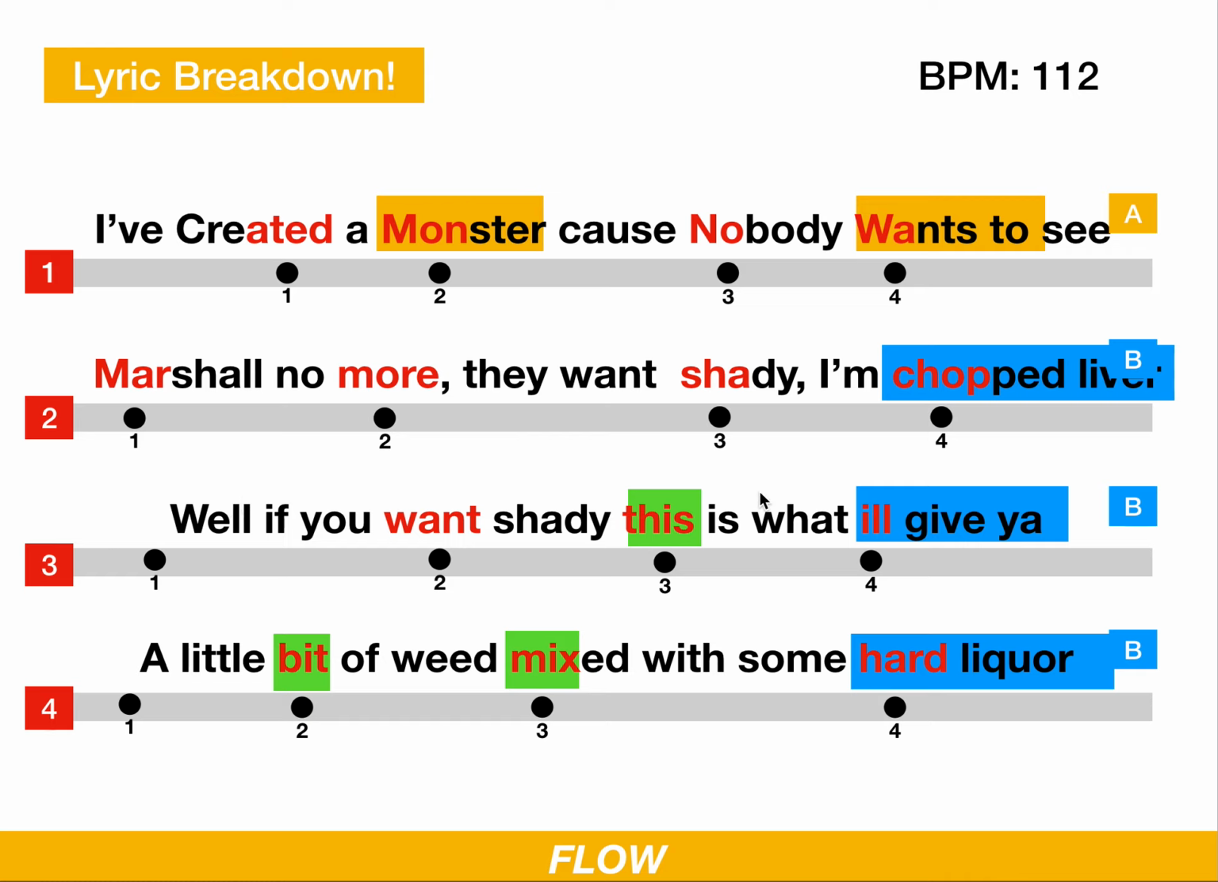Well, if you want Shady, this is what I'll give you. And he does it again. This is what I'll give you. Over to the 1, bounce off the 1, a little bit of weed mixed with some hard liquor. I hope that makes sense. So you don't always need to be on the words. Sometimes you can bounce off them and follow into the next beat. You all right, buddy? Oh, sorry, my son just hit his head.